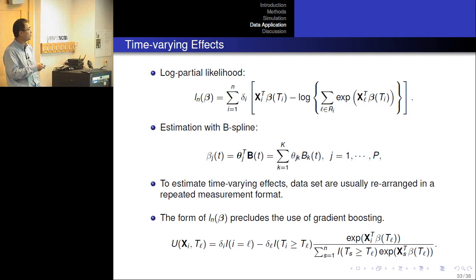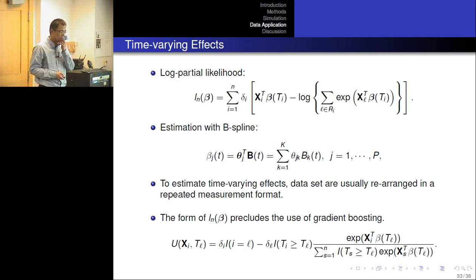Our response variable and here is time. That's why it makes the problem much more complicated. To estimate the time varying effect, even in low-dimensional setting, is very complicated. For example, we need a rearranged data set. That means we need to order the patients. We order the patients based on the observed time point.